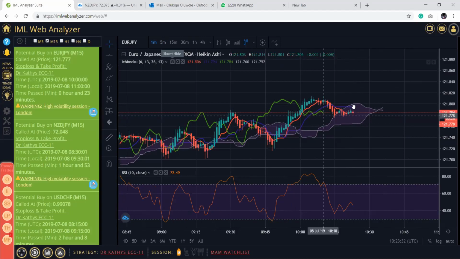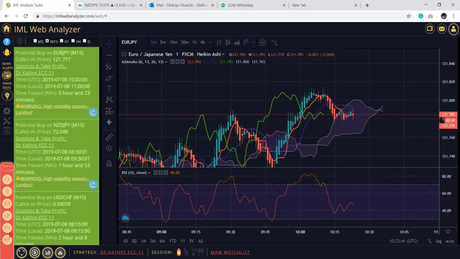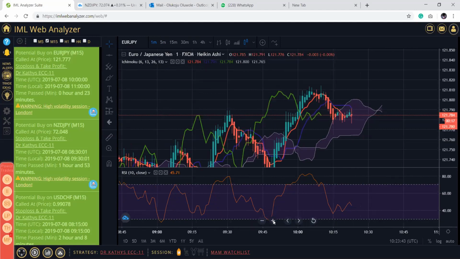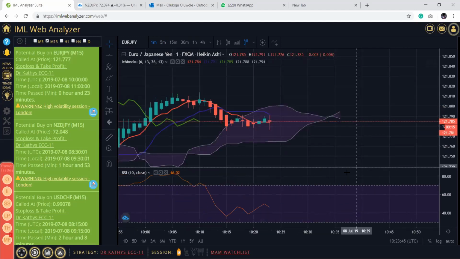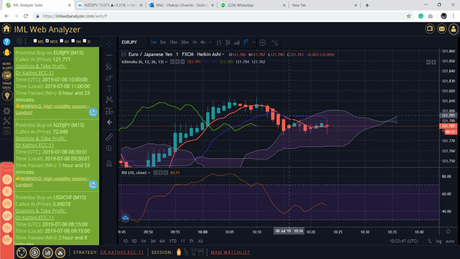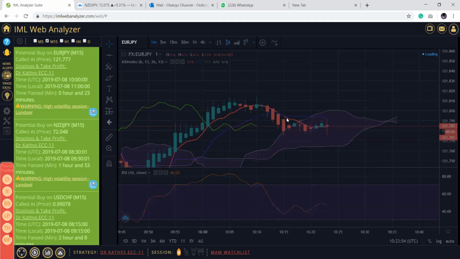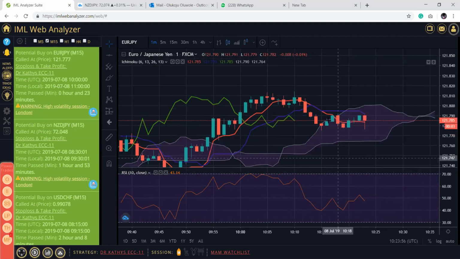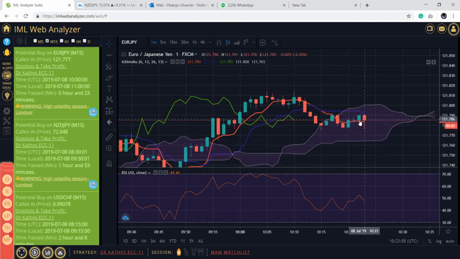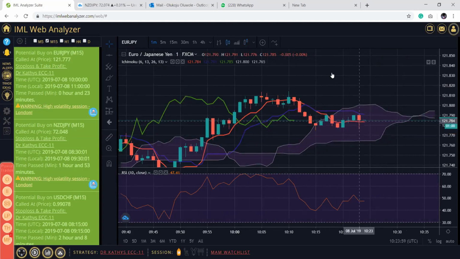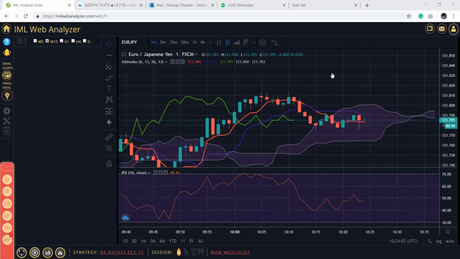But on 1 minute, what are the things you want to confirm? Your red above blue is still number one. Don't forget that. Your red above blue. So what do I mean by red above blue? Let's zoom in. You can see that at the moment we have our red below blue. So we want to have red above blue.